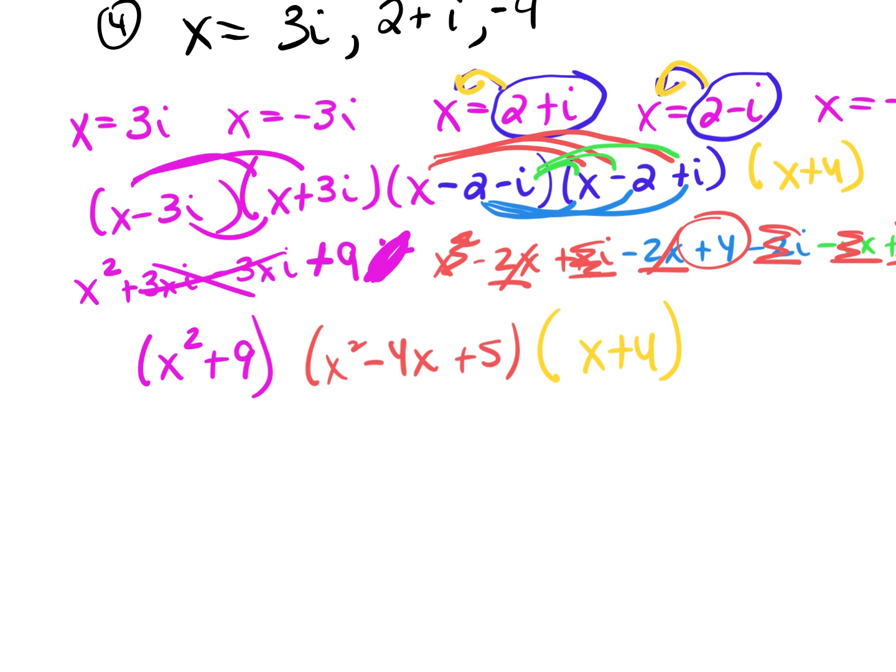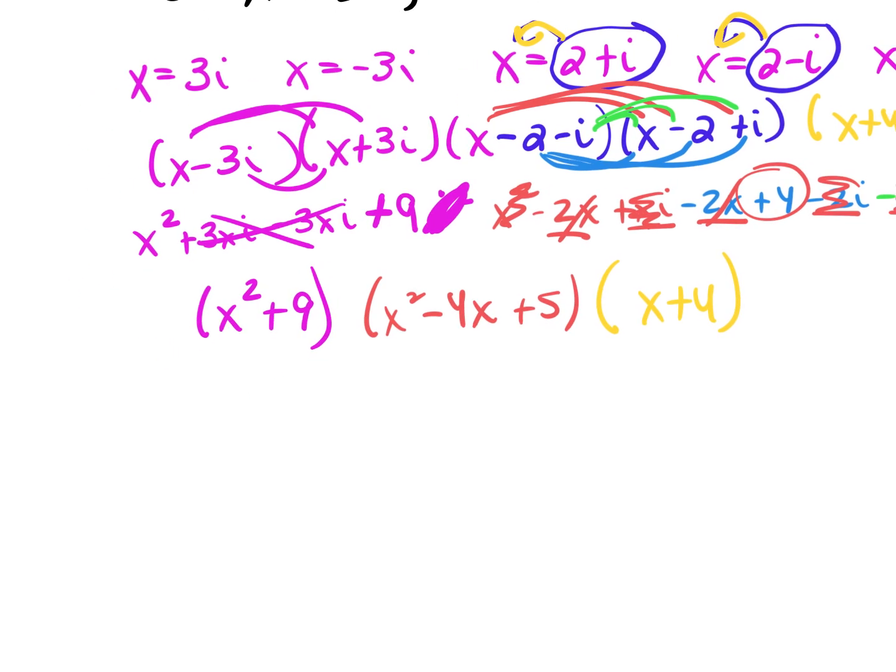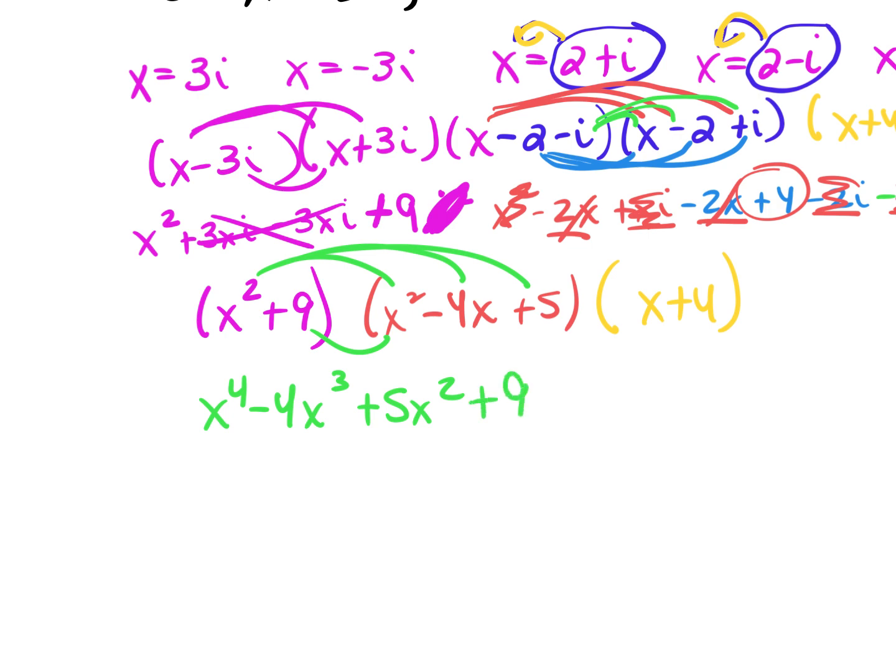Do you want me to multiply this out just to finish it? Yes? Okay. Let's do it real quick. x squared times x squared is x to the 4th. x squared and negative 4x is negative 4x cubed. x squared and 5 is 5x squared. 9 and x squared is plus 9x squared. 9 and negative 4x is minus 36x. 9 and 5 is 45.